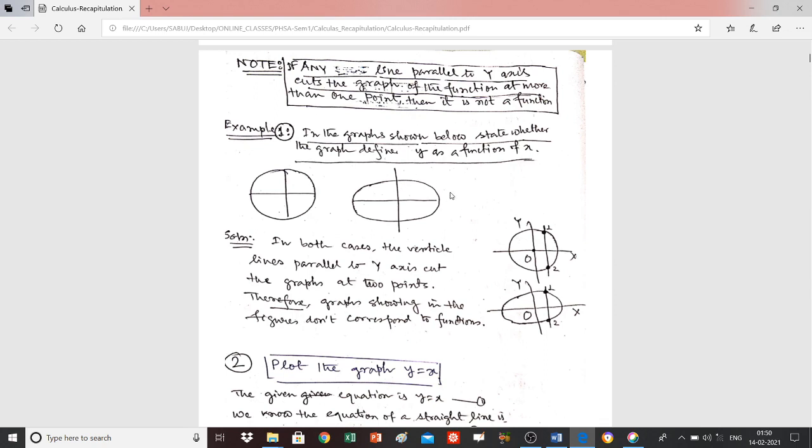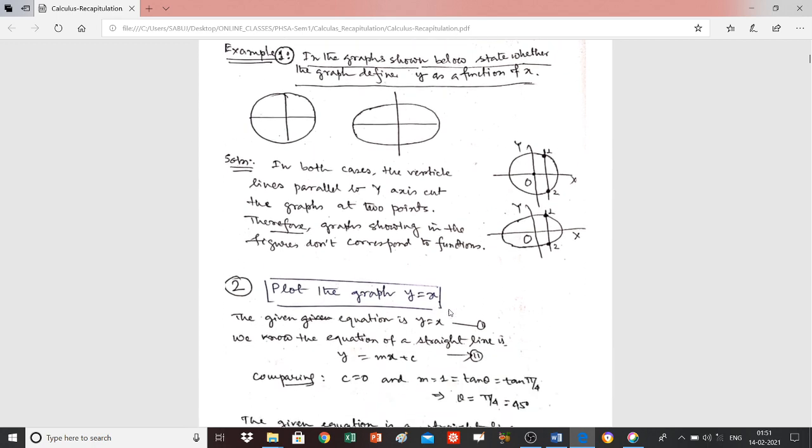Similarly, for this graph, you have drawn another straight line parallel to the y-axis, and it also cuts the graph in 2 points. So in this case also, the graph does not represent a function.